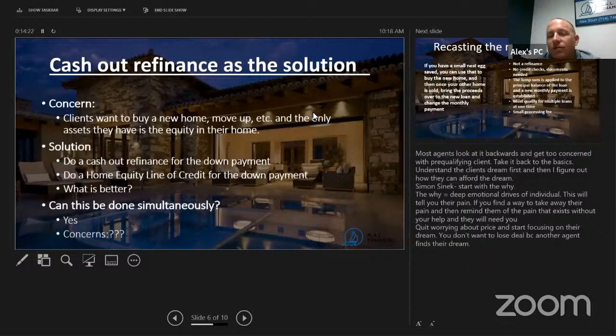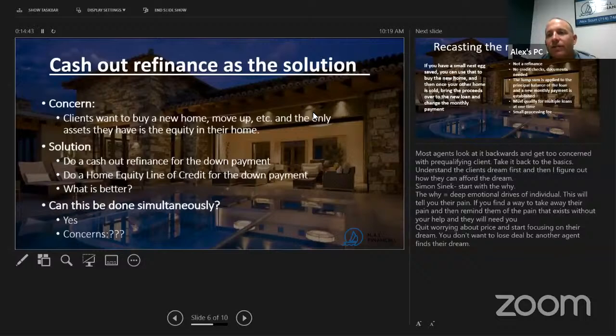They haven't been able to save the hundreds of thousands of dollars they need for the down payment. It's tied up in their house, but they know that they can tap into their equity and create the amount of funds needed through a cash out refinance. There are 2 ways to take cash out of your house.